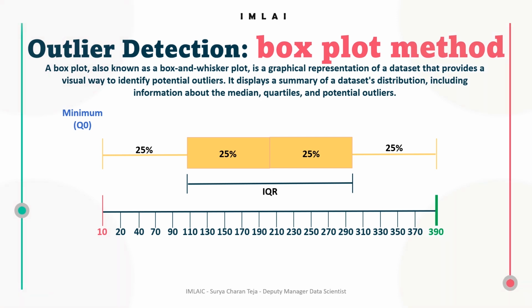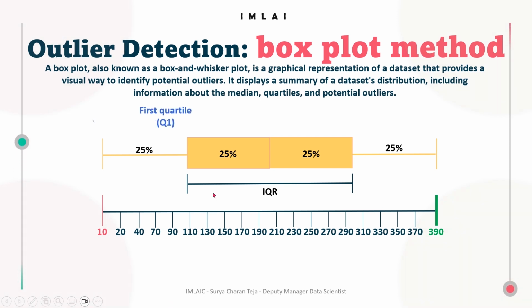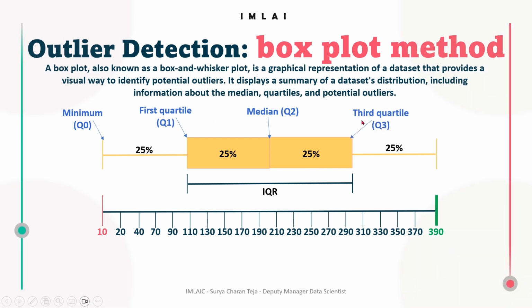This is called the minimum value. Then we have the first quartile. At the center, it's called the median or quartile 2. Then this one is the third quartile, or quartile 3. Then we have the maximum value. Of course, for the box plot, quartile 0 is the minimum value and quartile 4 is the maximum value, because quartiles are nothing but values.